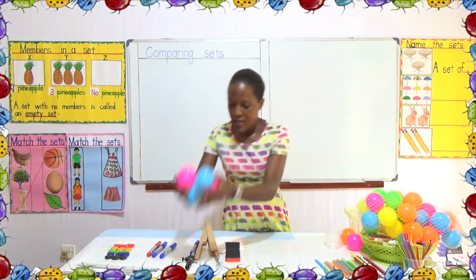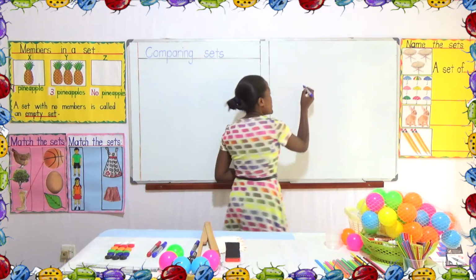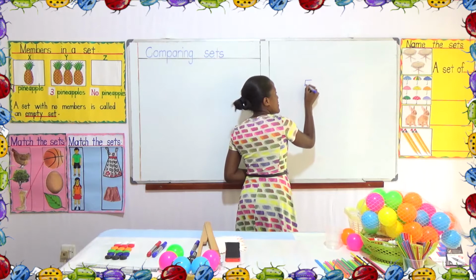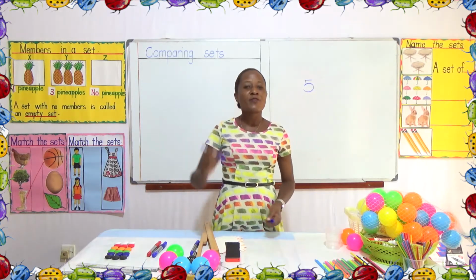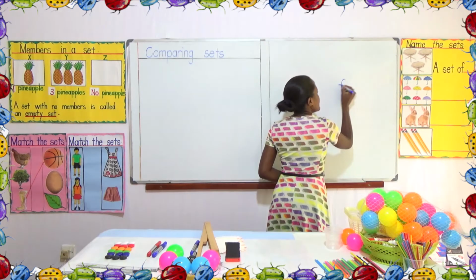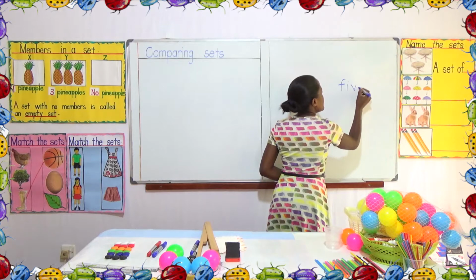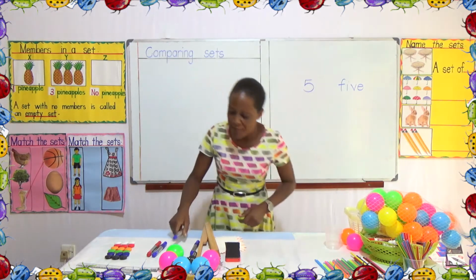Now, how were we writing our number 5? We wrote our number 5 as that one. We even looked at words that time. And that was the word 5.